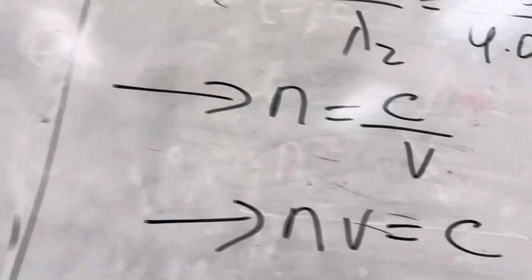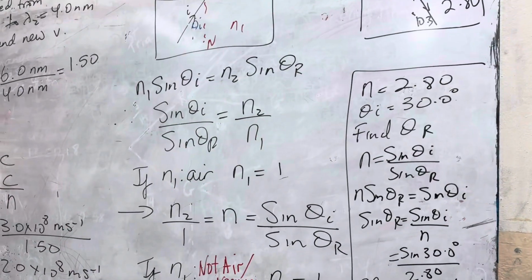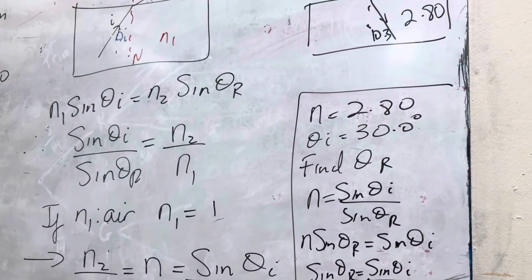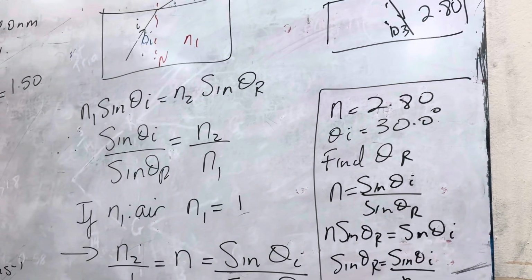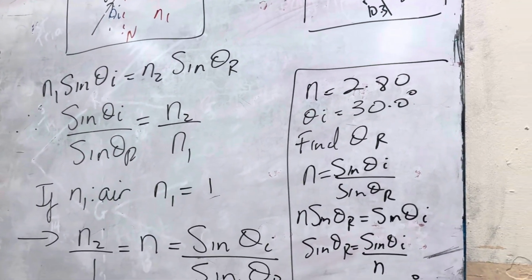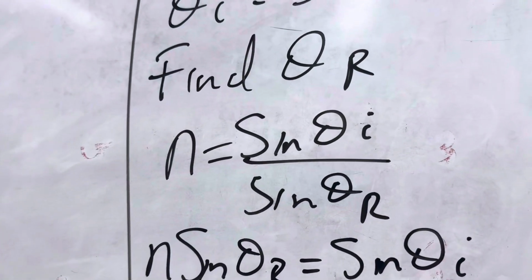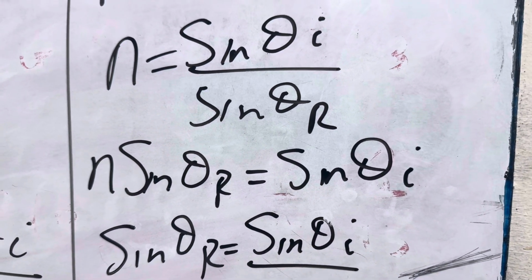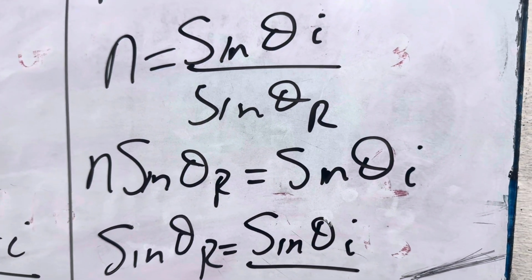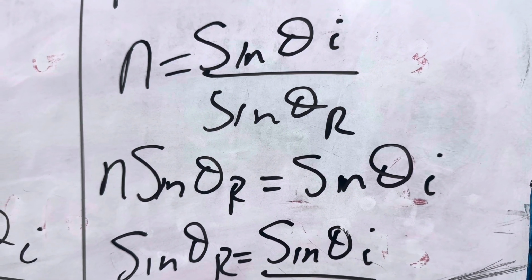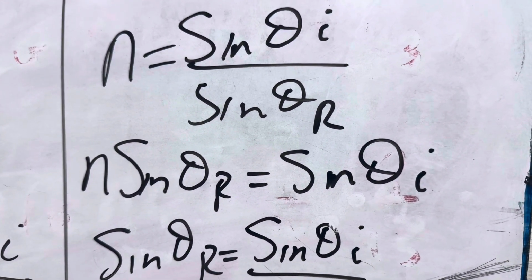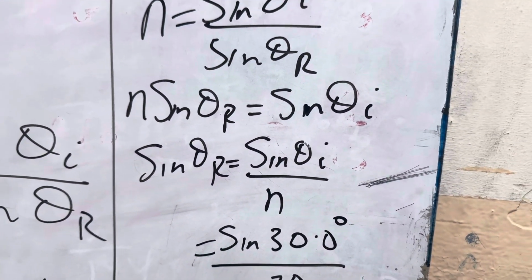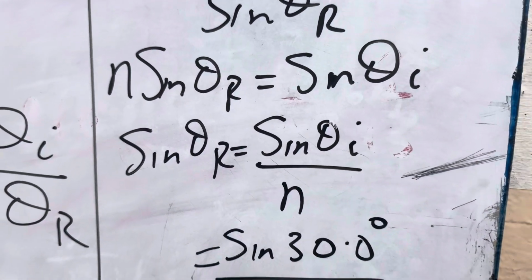Then, let's say I have a refractive index equal to 2.80, and theta I is 30 degrees. I want to find theta R. So I use Snell's equation again and rearrange it. I carry the sine theta R from the right hand side to the left hand side, so I have n sine theta R equal to sine theta I. Then I make sine theta R the subject of the formula, so that is now equal to sine theta I divided by n.